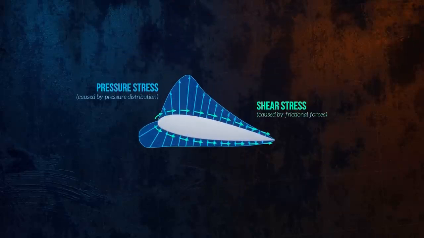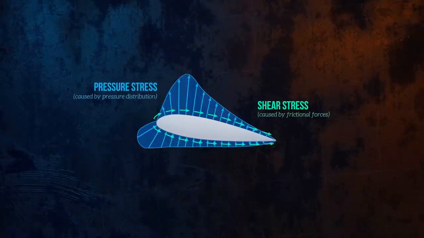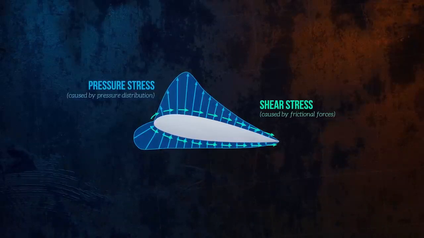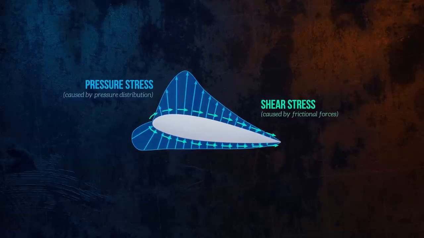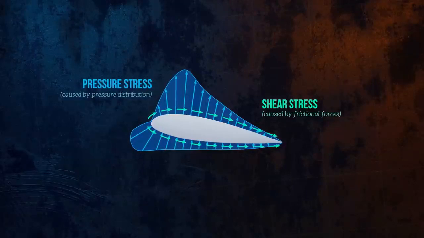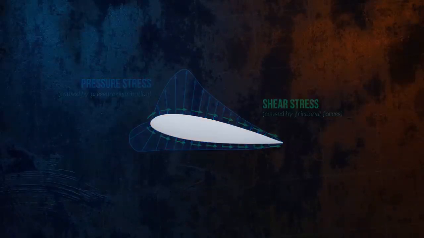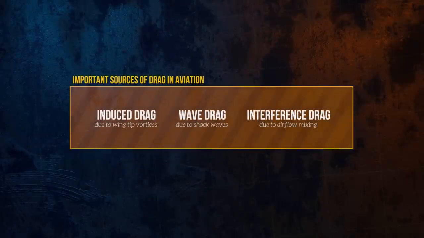We know that pressure stresses and shear stresses are the two fundamental causes of drag, but in some cases, specific components of the drag force are named because of how they're caused, even though they're just different forms of pressure or friction drag. In aviation, for example, 3 important sources of drag are induced drag, wave drag, and interference drag.